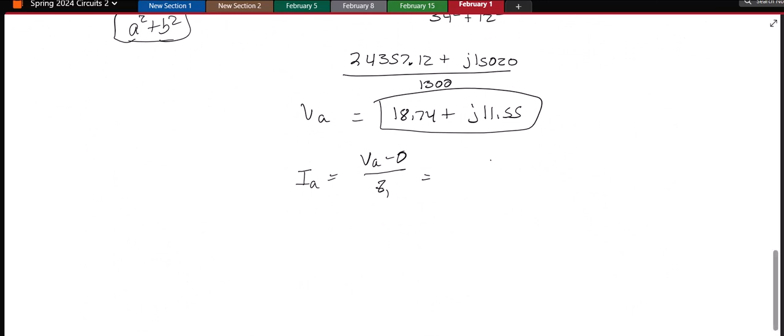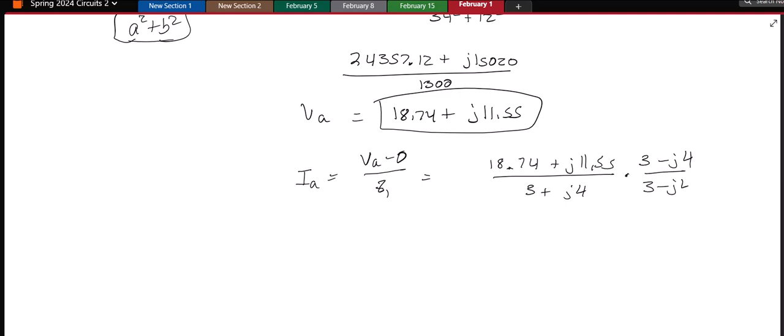And VA we have is 18.74 plus j11.55 over Z1, which was 3 plus j4. So all we have to do on this one is rationalize it. Multiply by 3 minus j4 over 3 minus j4.